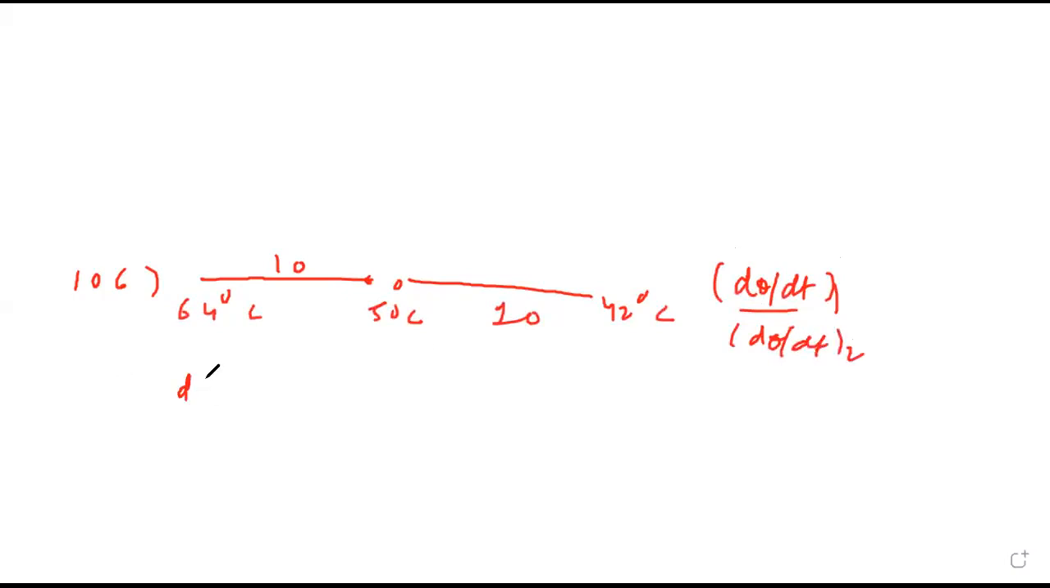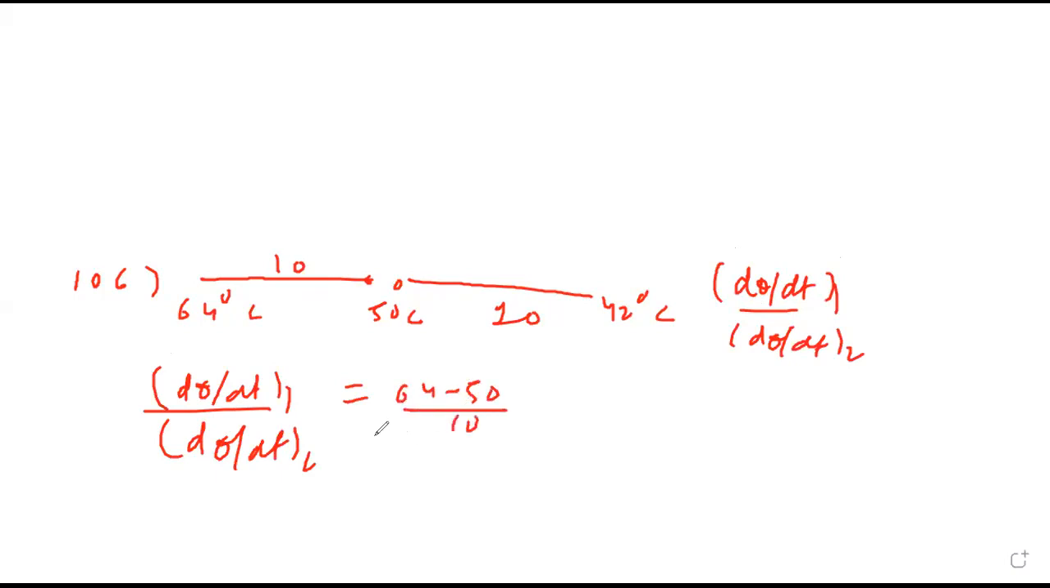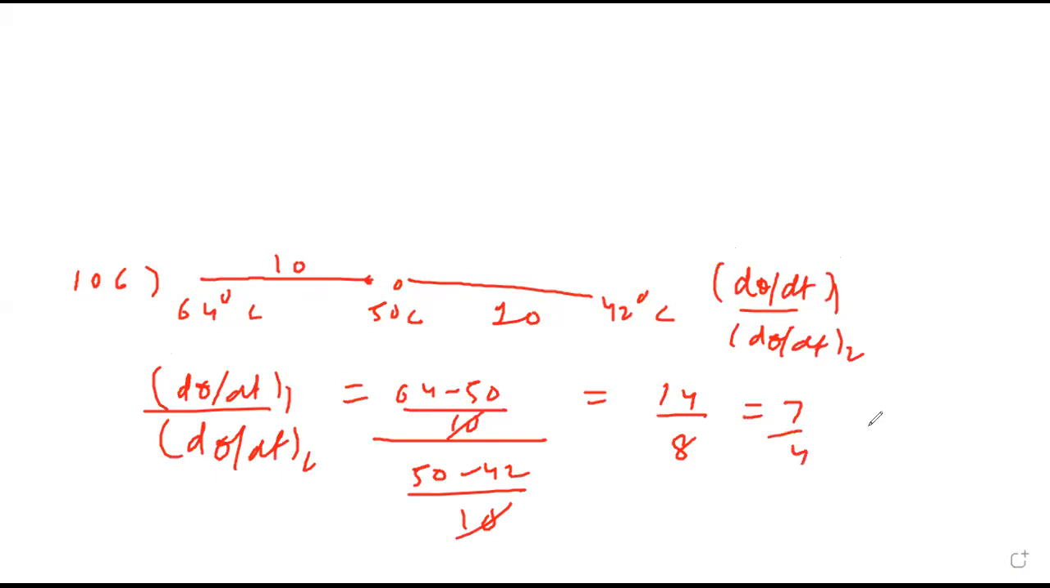So it's very simple. Ratio of fall in temperature, directly we can write in first two intervals. First it is going from 64 to 50 in 10 minutes upon 50 to 42 in next 10 minutes. 10 cancel. So this becomes 14 upon 8, which is 7 upon 4. Option.